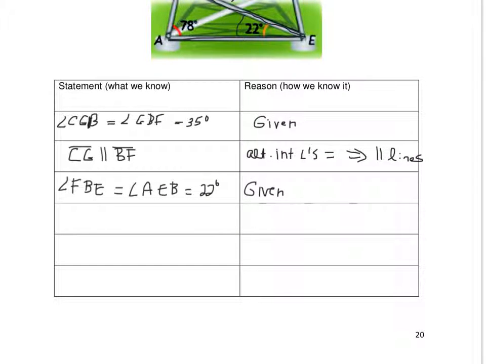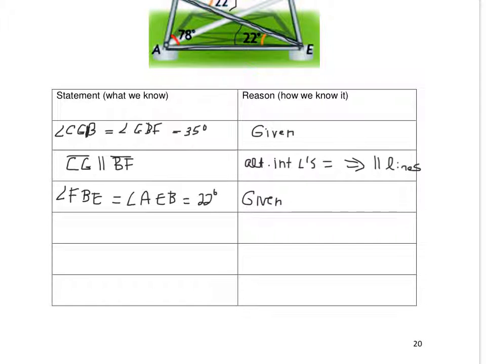So therefore, the line, what was it, BF? Line BF is parallel to line AE because, again, alternate interior angles imply parallel lines.